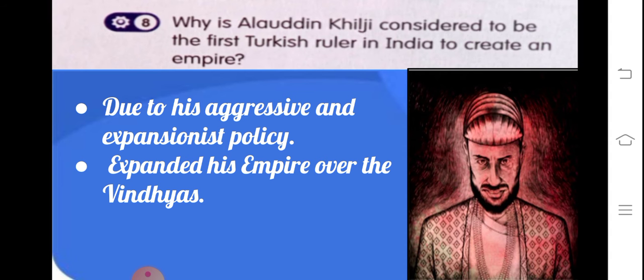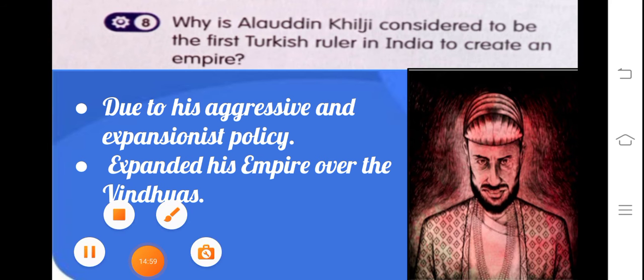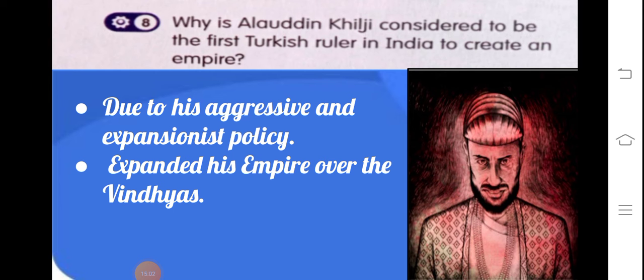Eighth question is, why is Alauddin Khilji considered to be the first Turkish ruler in India to create an empire? Alauddin Khilji is considered to be the first Turkish ruler in India to create an empire due to his aggressive expansionist policy. He was the first Turkish emperor to expand his empire over the Vindhyas.